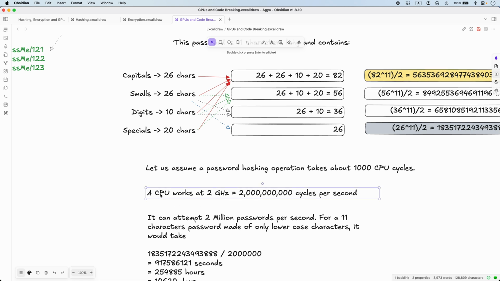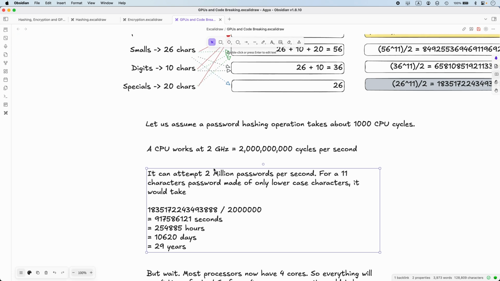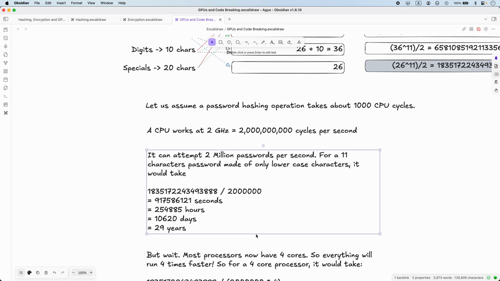Now, most modern CPUs are around 2 gigahertz. Some are less, some are more, with turbo and power consumption and type of device and so on. Let's just assume it's at 2 gigahertz. That means about 2 billion cycles per second. Which means if you divide it by 1000, you have got 2 million. So one CPU will be able to attempt 2 million password guesses per second. For an 11 character password made of only lowercase characters, it will take this many seconds, this many hours, this many days, this many years. 29 years. That's still long, right?